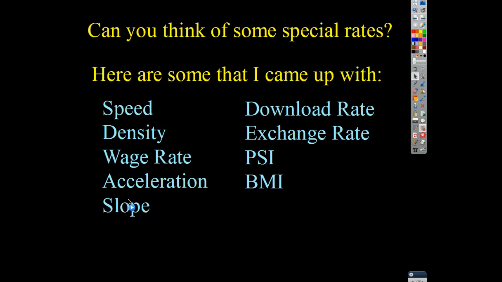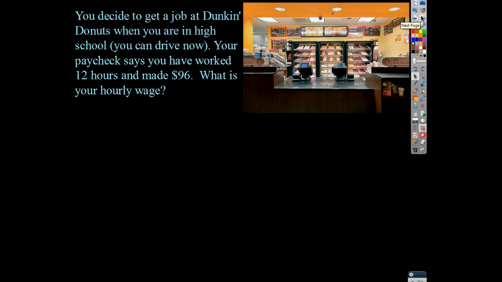So, okay, let's get working here. Literally. So let's say you decide to get a job at Dunkin' Donuts when you're in high school. You can drive to this job now, okay? Since we projected you into the future, you could be driving that car. Although that car is a pretty expensive car, so you're going to need to work a lot of hours at Dunkin' Donuts. Your paycheck says you have worked 12 hours and you made $96. So what is your hourly wage?